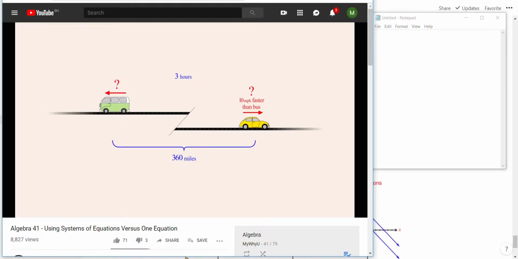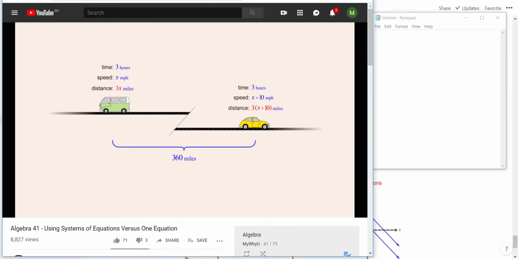We solved this problem by creating a single equation with a single variable s, which represented the speed of the bus. We then represented the speed of the car as s plus 10, since the car's speed is 10 miles per hour faster than the bus. We know that both vehicles traveled for 3 hours. So knowing that speed times time equals distance, we wrote expressions for the distance traveled by each vehicle. In 3 hours, the bus traveled 3s miles, and the car traveled 3 times s plus 10 miles.